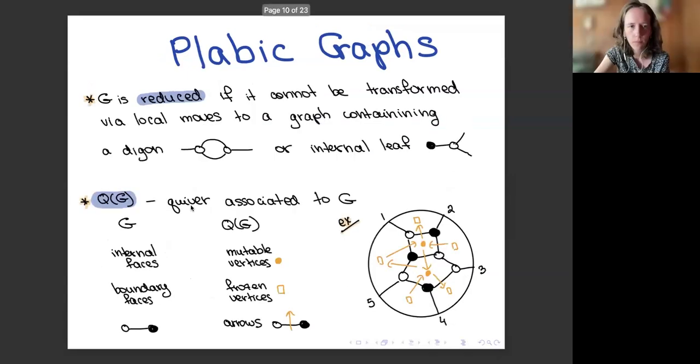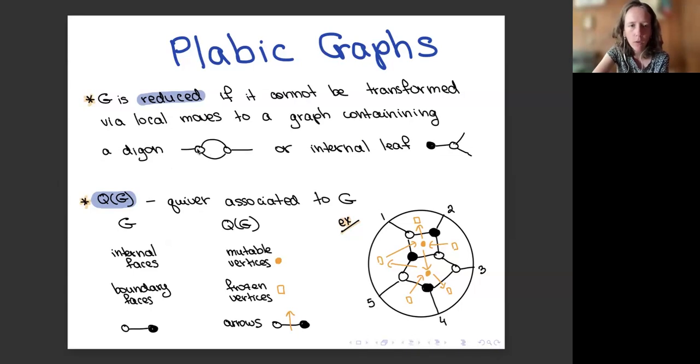Now it's too much to ask because there are just so many plabic graphs that all of them kind of work. So you take this subclass of plabic graphs, and these are called reduced. A graph is said to be reduced if it cannot be transformed via these local moves to a graph containing the following configuration. So these configurations are forbidden.